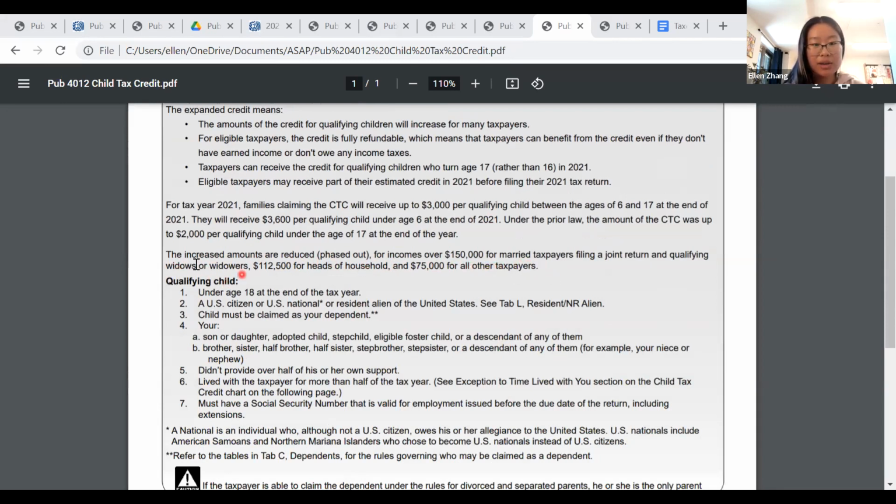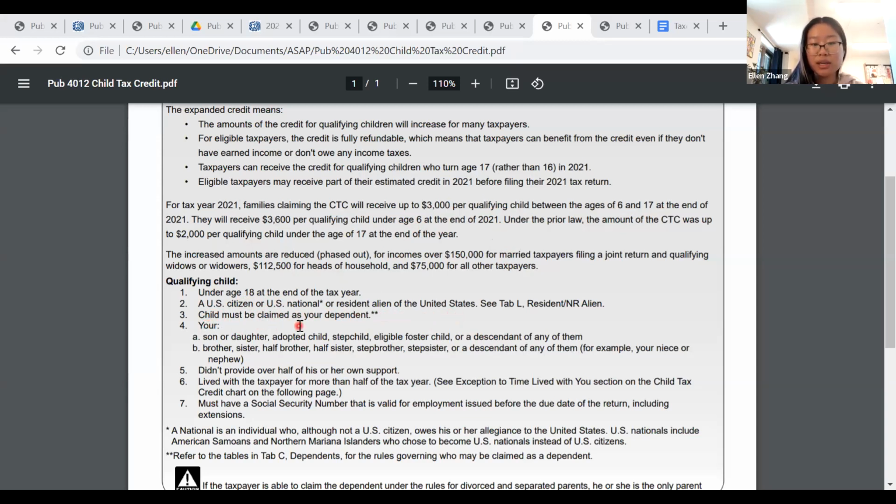And then finally, we have the definition of a qualifying child. So who could be a qualifying child for you if you want to take this credit? First, they must be under the age of 18, which makes sense because your children have to be either between the ages of 6 and 17 or under the age of 6. So they do need to be under the age of 18. Your qualifying child must be a US citizen, a US national, or a resident alien of the United States.